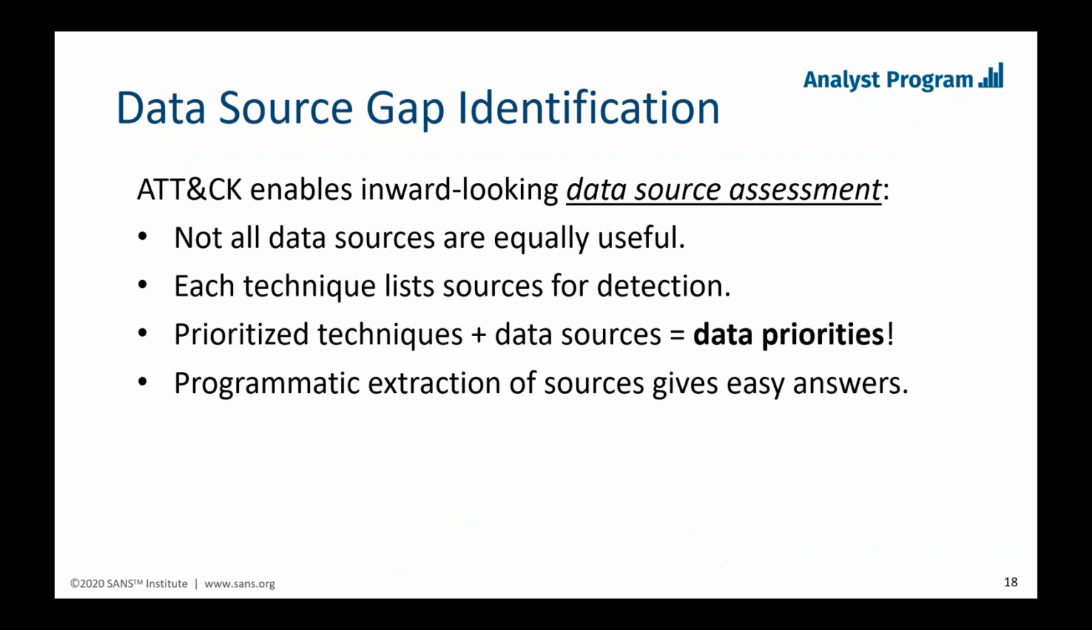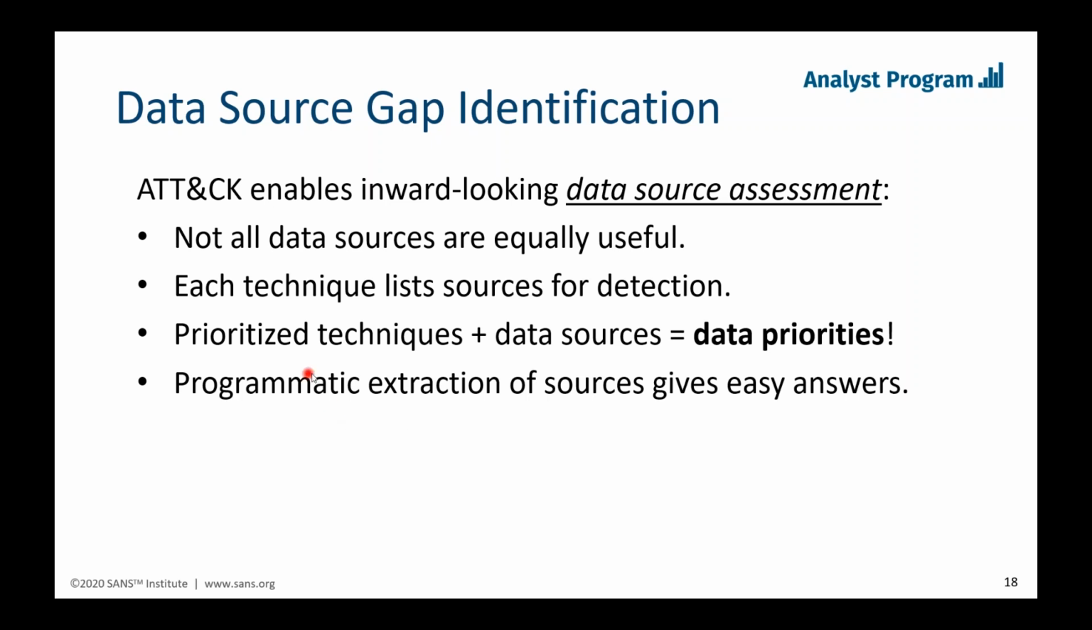Other things we can do: data source gap identification. Since ATT&CK tells you how to detect these things, it will say, if you want to detect this particular persistence mechanism, you need to pick up this type of log source. Which means if you can come up with a prioritized set of techniques that you need, then you can extract the data sources needed to pick those techniques up, and then ask, are we collecting all of this data that we need to be collecting, right?